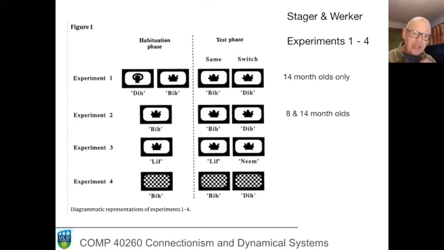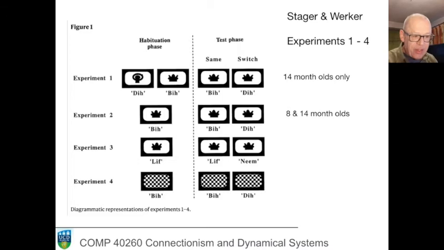Anyway, in experiment 3, we have an important control condition where we make the difference between the sounds simply larger. So lif and neem, for example, is much larger. There's 3 sound differences there compared with bit and di. And 14-month-olds get that. That is to say, you make a switch like that and they notice it.